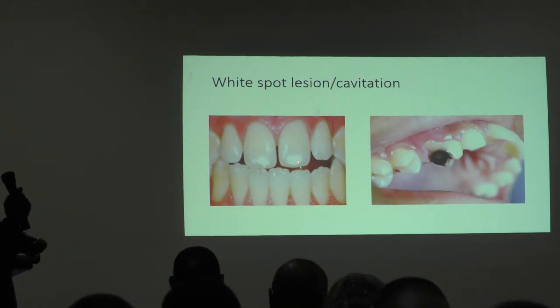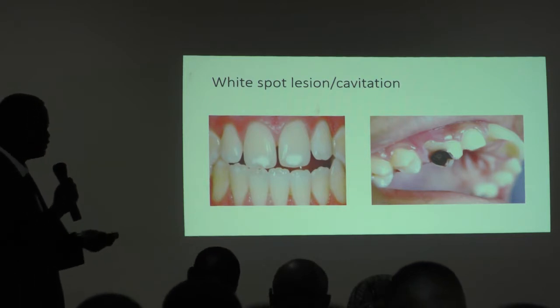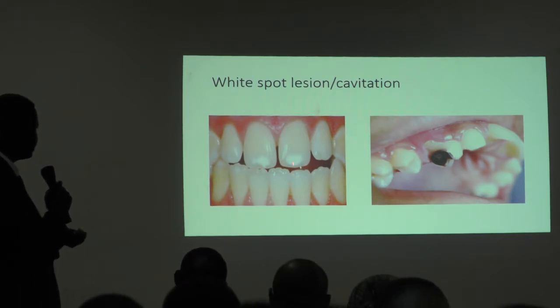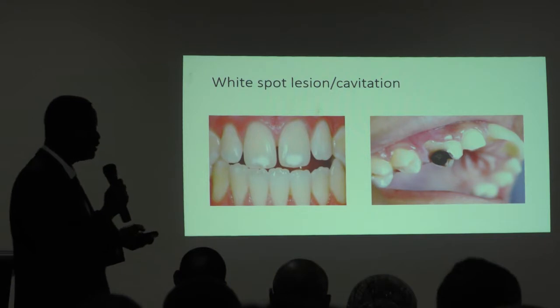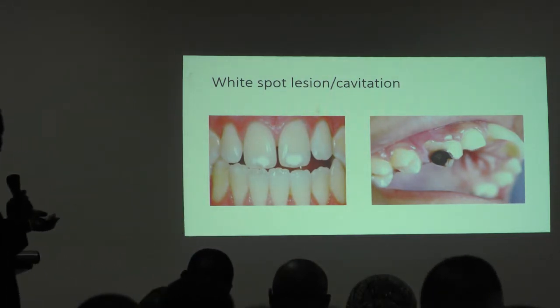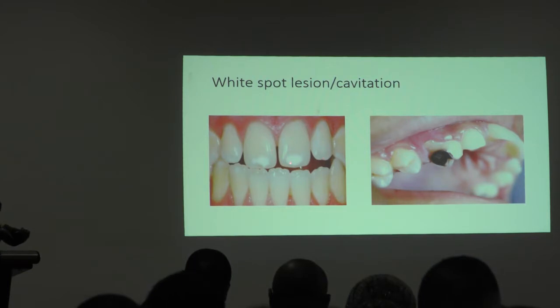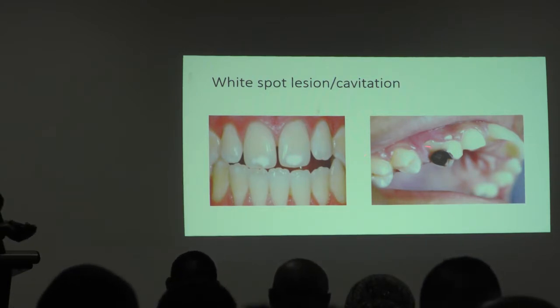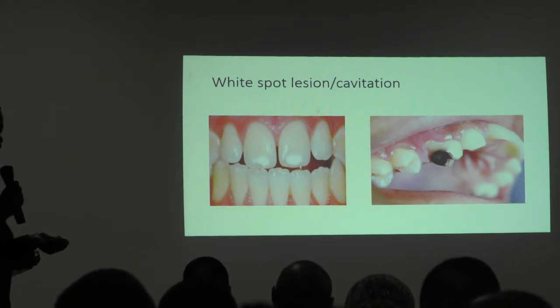So you may see something like this. Because the calcium and the phosphate ions have leached out of this part of the teeth, and that has changed the refractory nature of the tooth substance at that area. So it appears as a white spot. If nothing is done at this stage, eventually it might lead to cavitation.